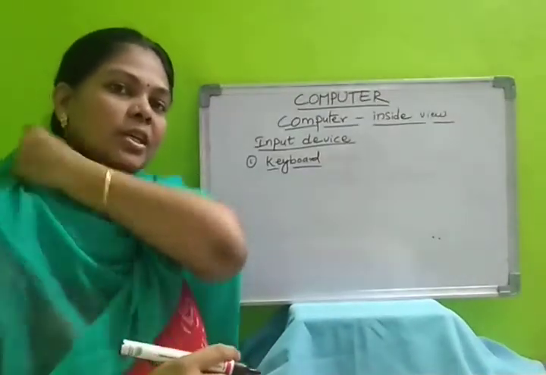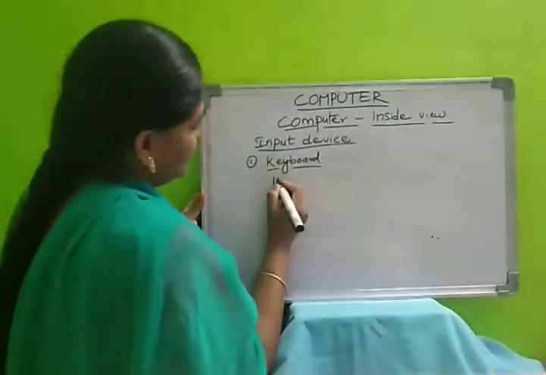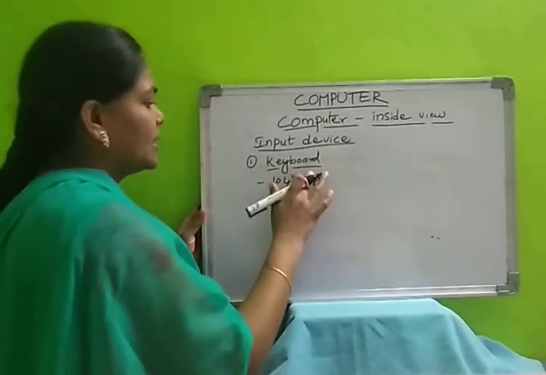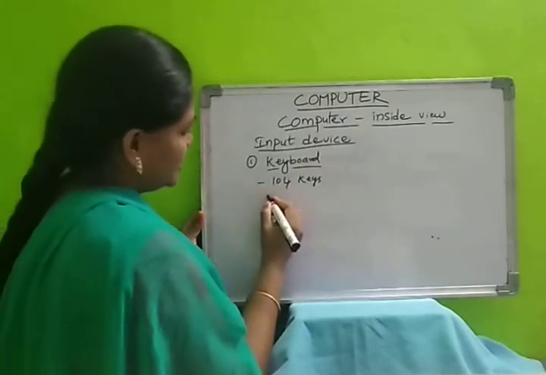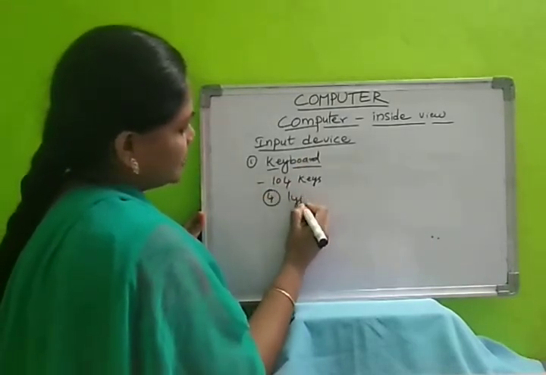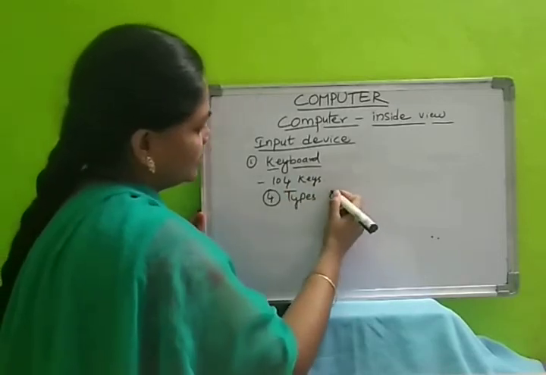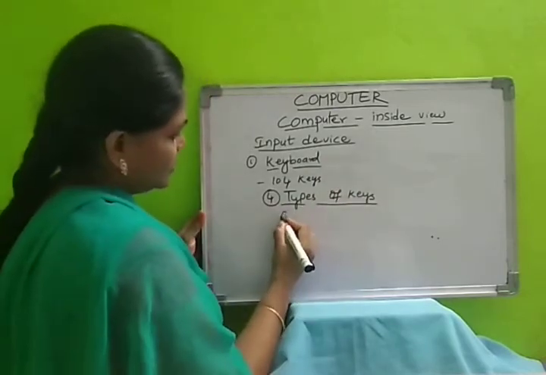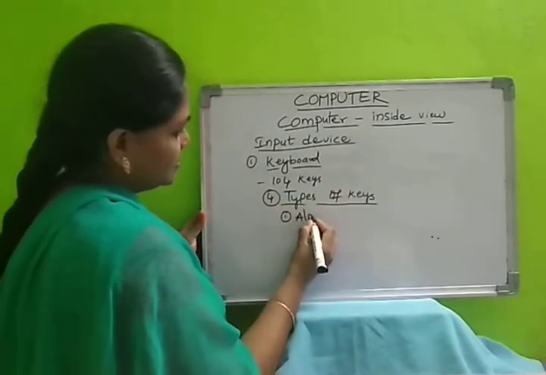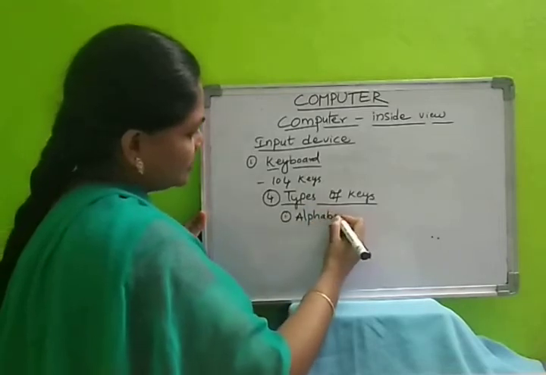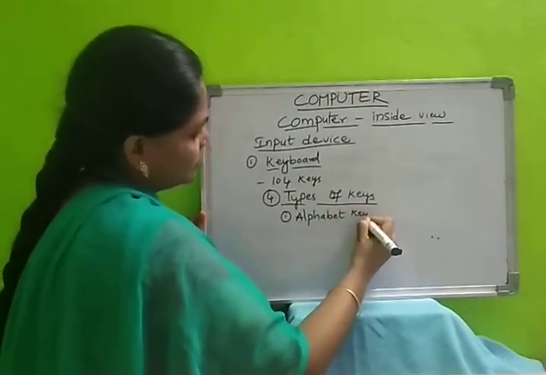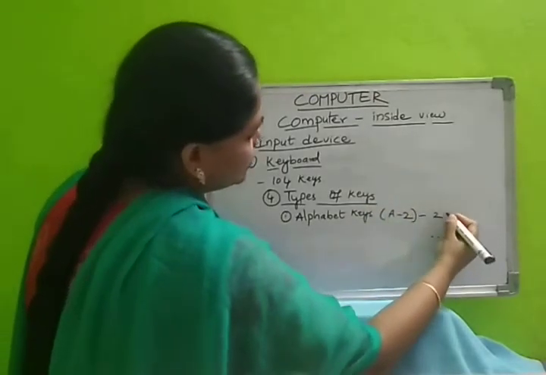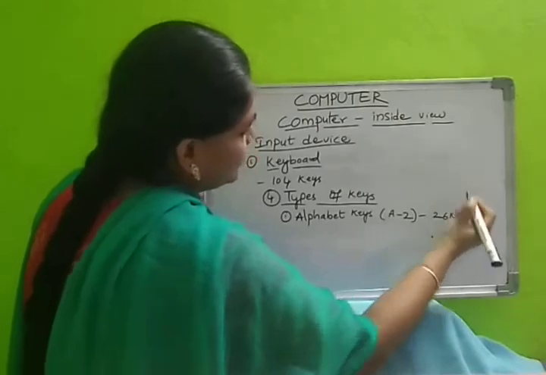How many keys are there on the keyboard? Total 104 keys. This we have learned in second class, isn't it? How many types of keys? So 4 types of keys are there on the keyboard. What are those 4 types of keys? First one is alphabet keys, the letter keys. How many alphabets are there? A to Z. So 26 keys for alphabets.